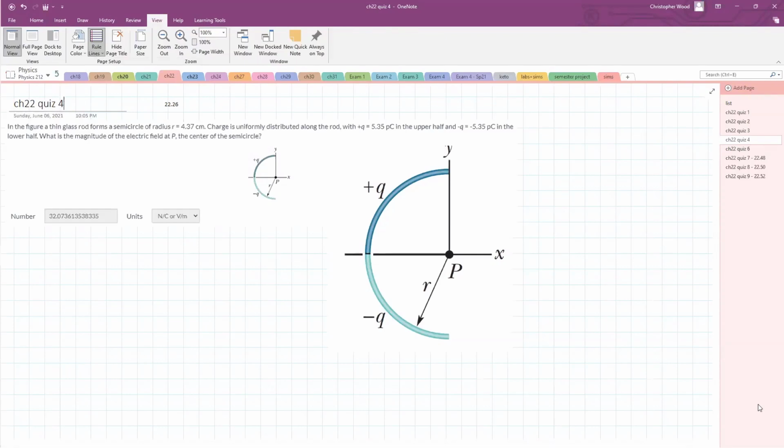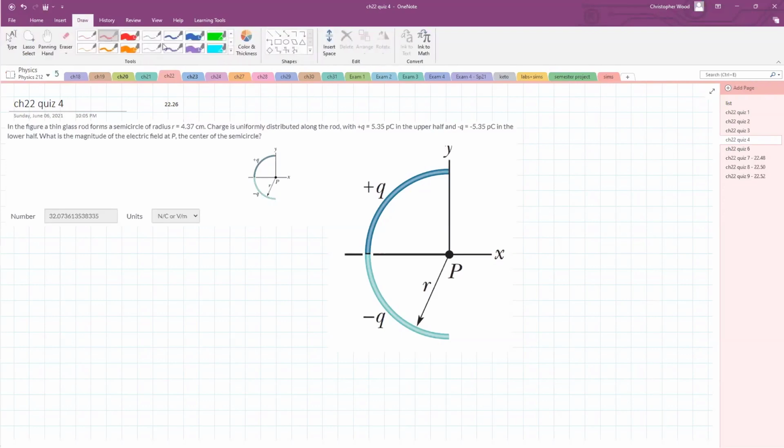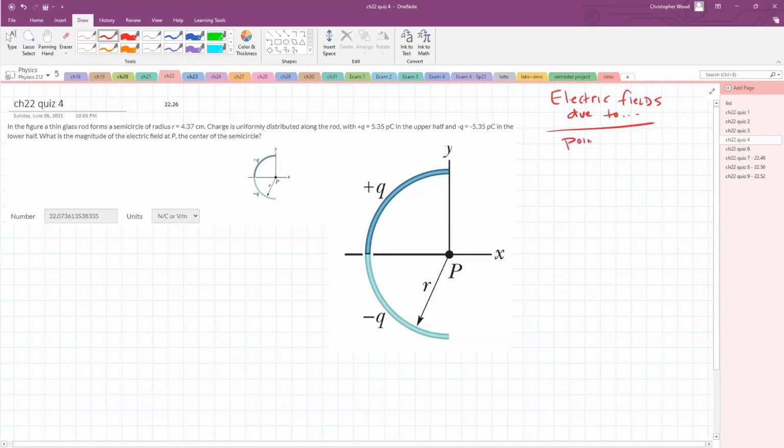Chapter 22, quiz 4. Now we graduate. We now have dealt with quite a bit. We've dealt with electric fields due to point charges. A single point source charge, done. Multiple point source charges. And we've spent a lot of time just on point source charges.